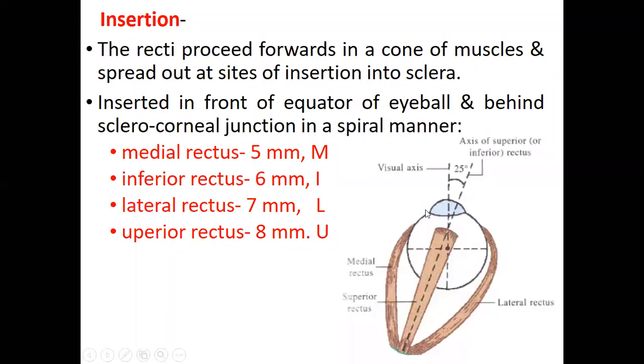Now, the insertion of medial rectus is 5 mm from the sclerocorneal junction. Inferior rectus is 6 mm from the sclerocorneal junction. Lateral rectus 7 mm from the sclerocorneal junction, and superior rectus 8 mm from the sclerocorneal junction. So 5, 6, 7, 8 mm. The muscles are medial rectus, inferior rectus, lateral rectus, and upper rectus or superior rectus.